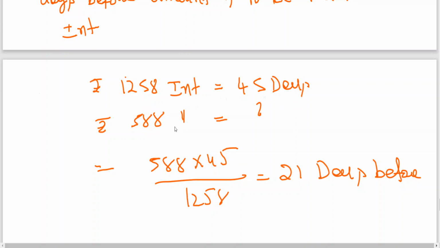In simple words, 1258 rupees is the interest for 45 days. To save interest of 588 rupees, how many days before does he have to pay? 21 days before 30th September.